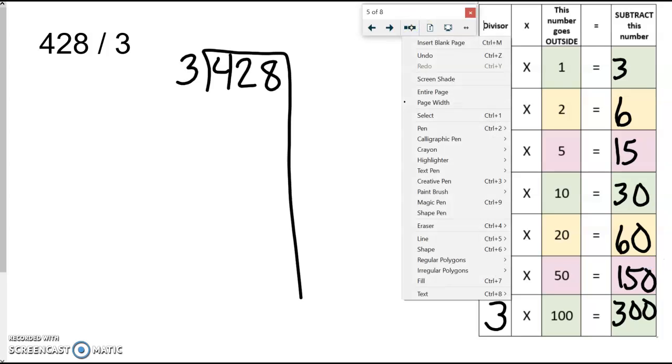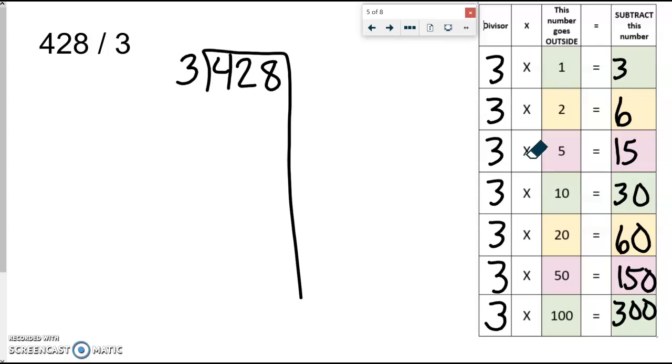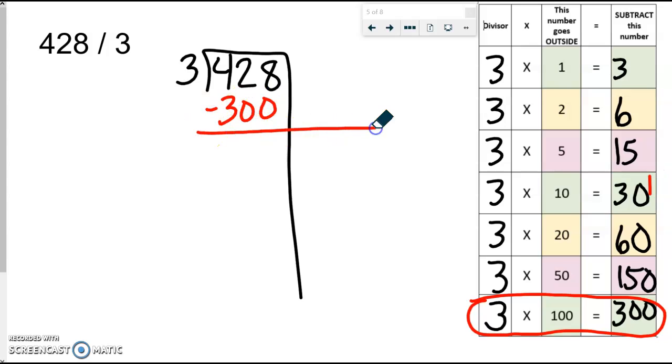So now we're going to use this chart to help us answer this problem. I'm looking for the number in the right-hand column that is as close to 428 as possible, but not bigger. So I see that 300 is the biggest product I have, so I'm going to need to use that. 300 is in the column that says subtract its number, so we must be subtracting 300. And I see 100 is in the column that says put this number outside the house.